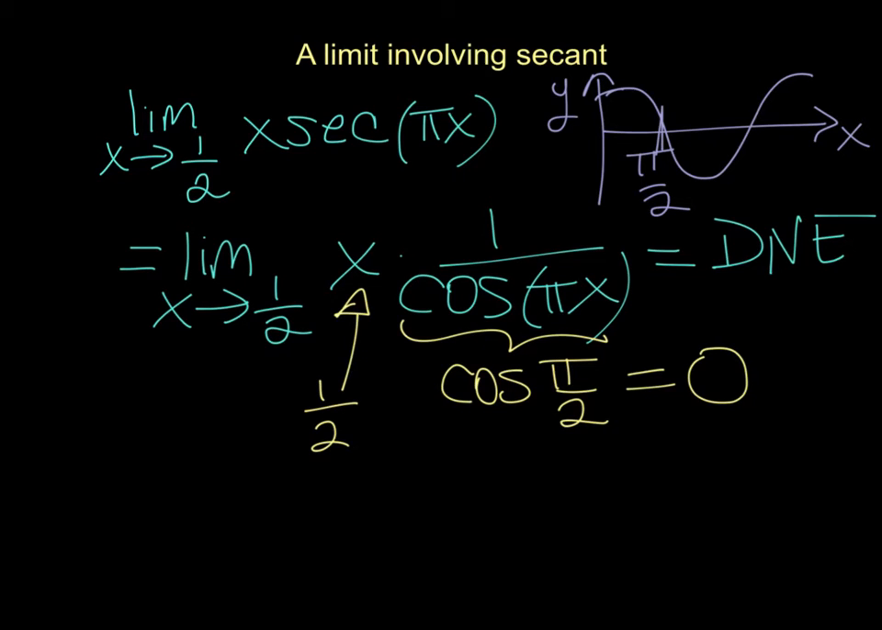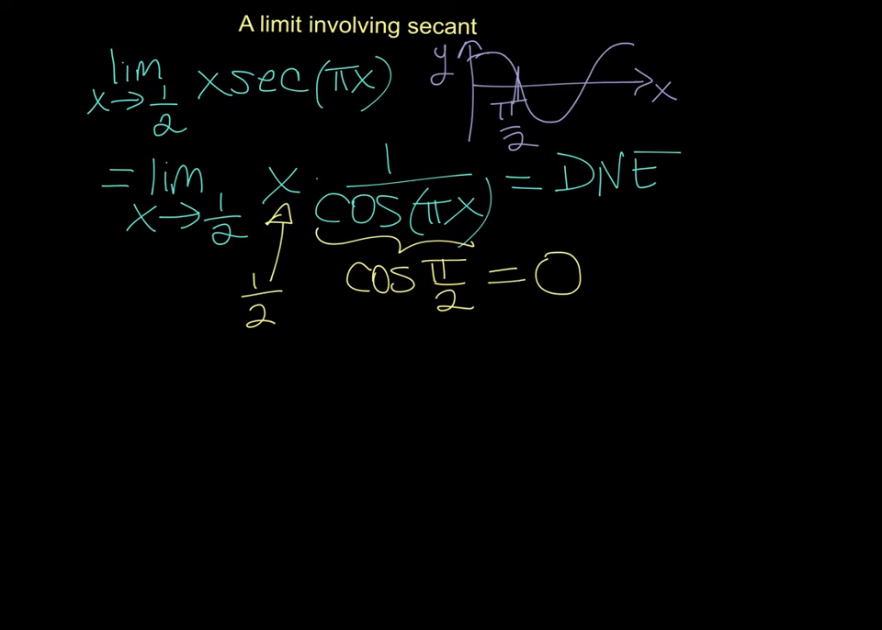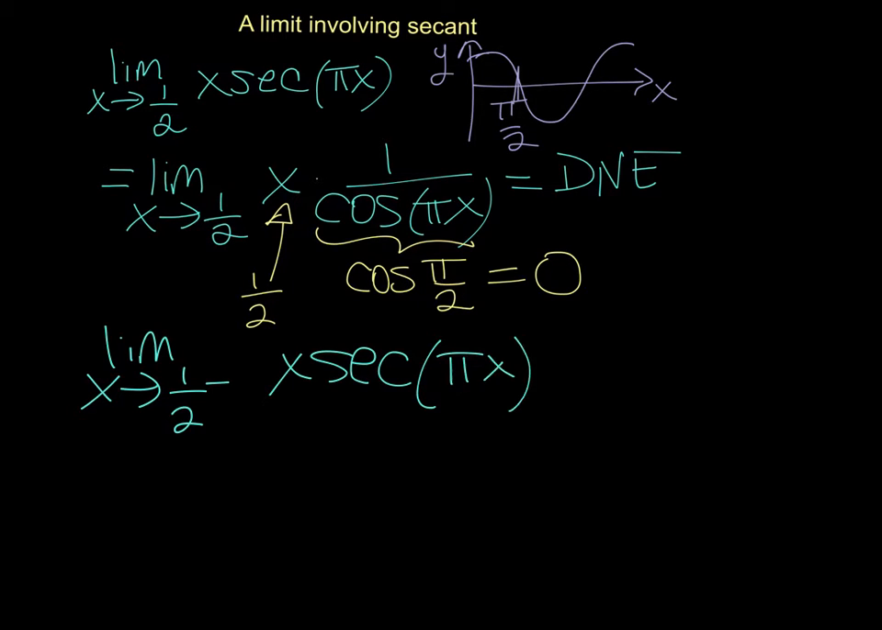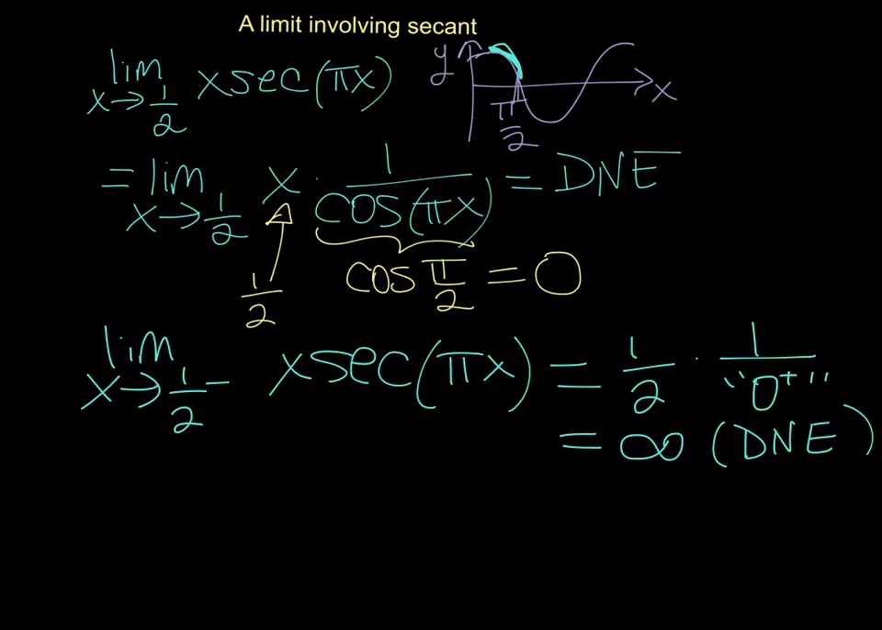Now, if I had asked you for a one-sided limit, the limit as x goes to a half from the left of x secant pi x, we would look at this graph here and we would see that coming from the left, we have a teeny tiny positive number. And so we have 1/2 times 1 over, I will put a little 0 positive in quotes, because we have kind of 1 over 0, but it's really a teeny tiny positive number, which is undefined, but it's undefined in a special way that we can describe. This is increasing without bound, so we can call this infinity, which is one special case of does not exist.